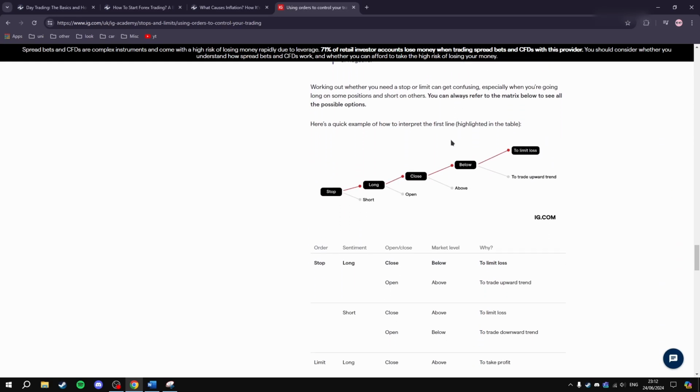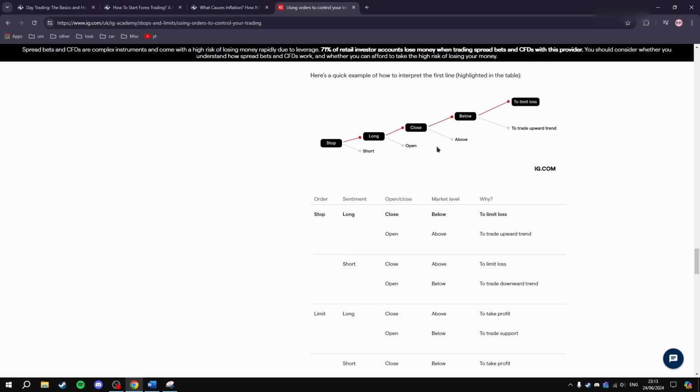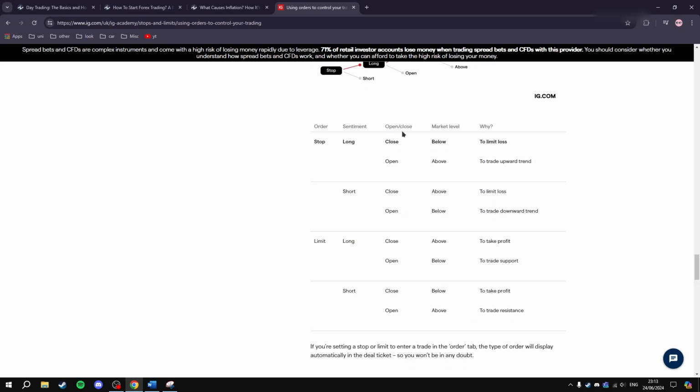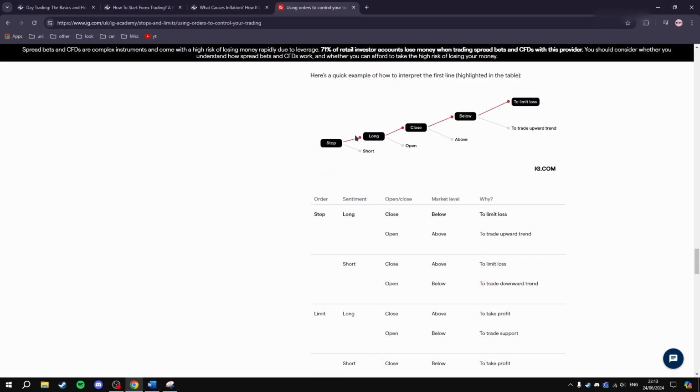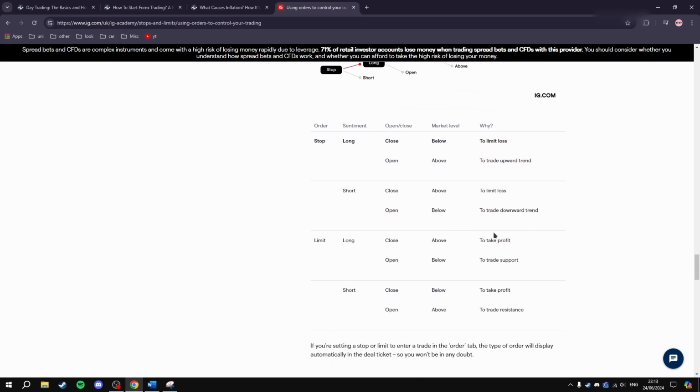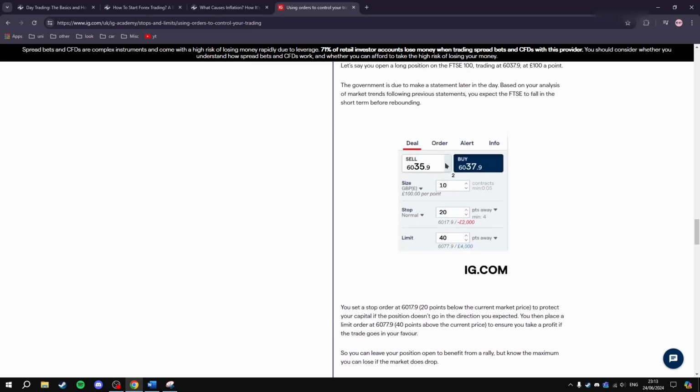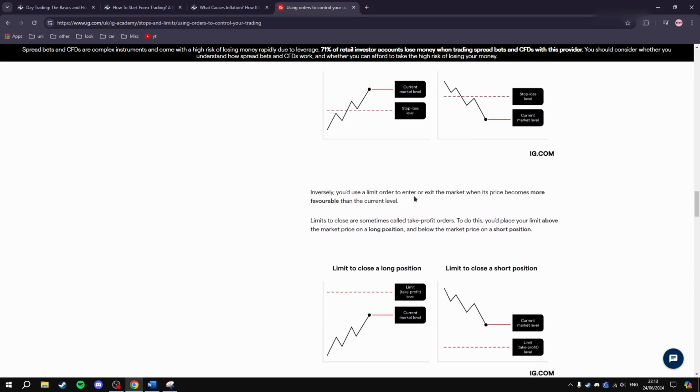So working out whether you need to stop or limit can be confusing, especially when you're going long on some positions and short on others. You can always refer to the matrix below to see all the possible options. Here's a quick example of how to interpret the first line, highlighted in the table. Order, stop, sentiment, long, short, open, close, market level below to limit loss, trade upward trend. Okay, so this is what we basically went through over here.